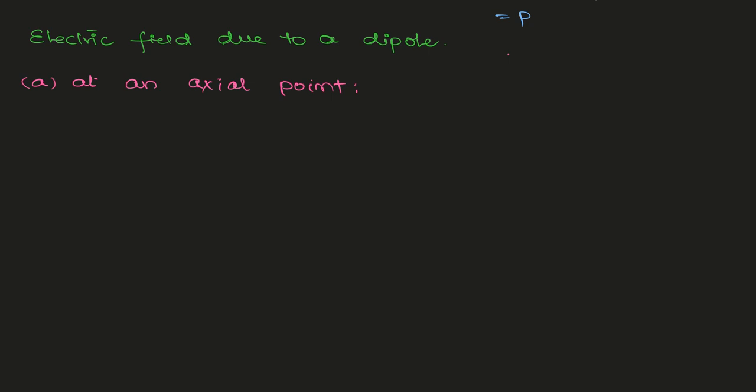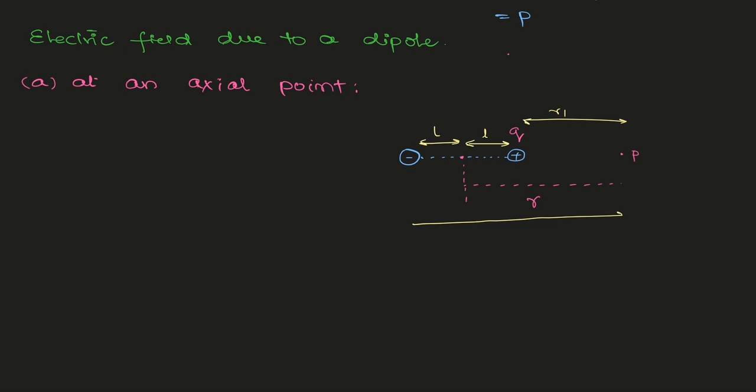Suppose we have a dipole with a negative charge and a positive charge, separated by a fixed distance 2L, and from the center of the dipole we consider a point P along the axis at a distance R. This positive charge will be at a distance of, as the total length is 2L, this will be L and this will also be L. If I assume the positive charge distance as R1 and the negative charge distance as R2, R1 will be equal to R minus L and R2 will be equal to R plus L, and due to the positive charge the field will be directed away.